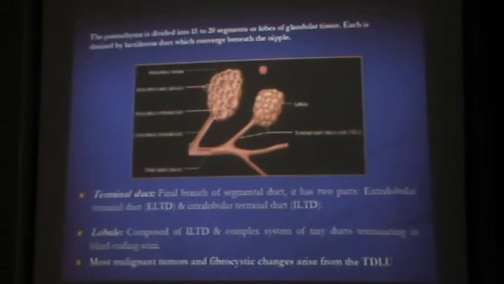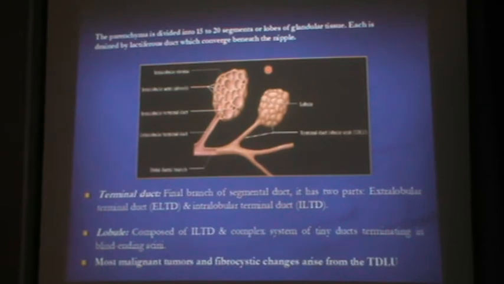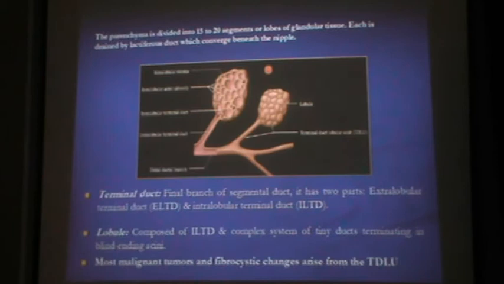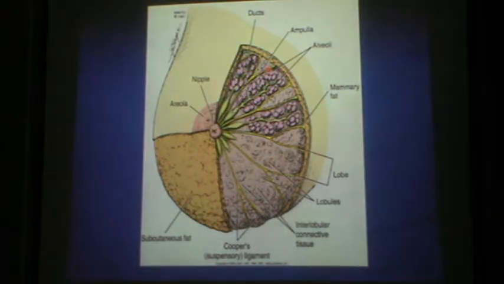The parenchyma is divided into 15 to 20 segments or lobes of glandular tissue. Each is drained by a lactiferous duct, which converges beneath the nipple. This is an example of the terminal ducts and the lobules. This is the breast lobule. This is another structure of the breast.